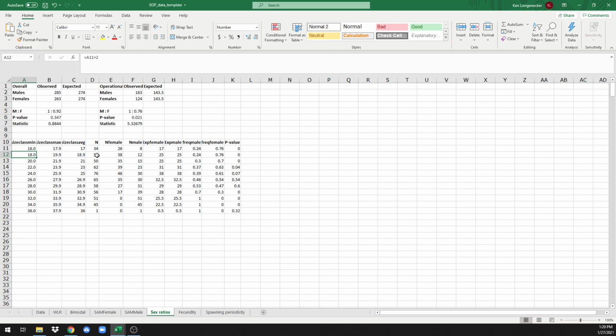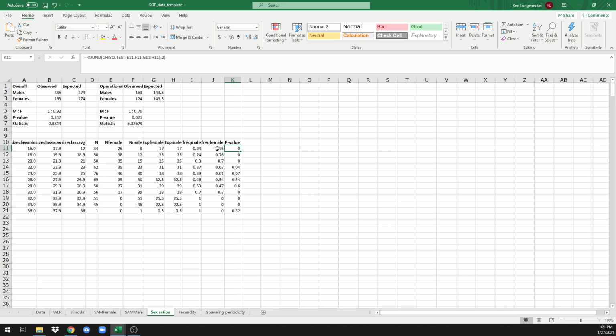So here are our size classes. This is the average size class, the average size of the individuals in that size class, the number of individuals in that size class. Here, Excel has counted the number of females and the number of males. Then we've looked at the number of expected males and females if this was a one-to-one ratio. This is the proportion of males and the proportion of females. And this is a test of whether this is significantly different from one-to-one. And here we can see that it is.